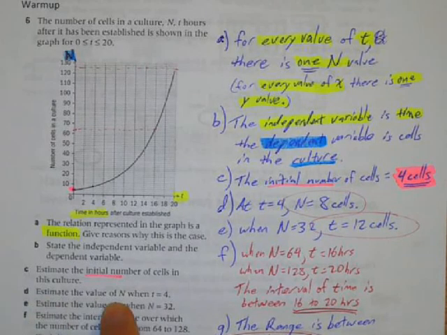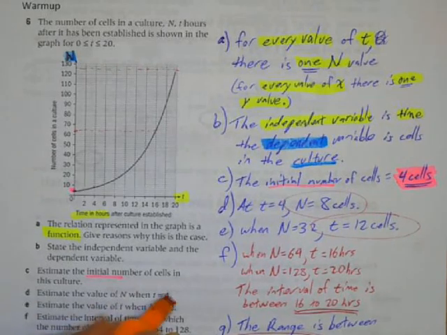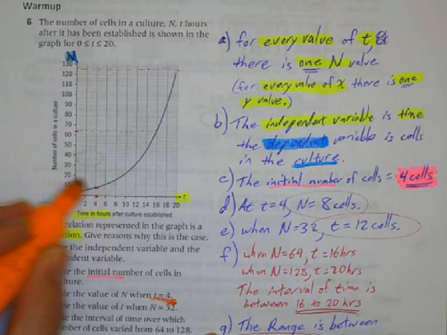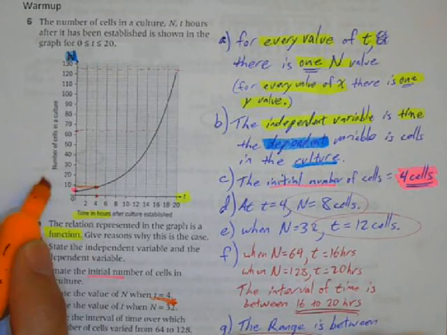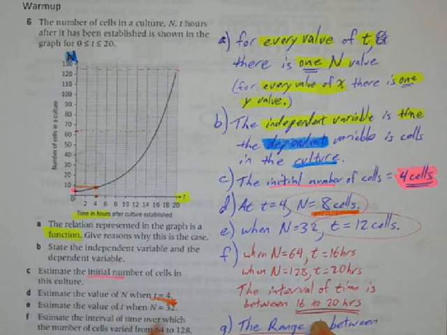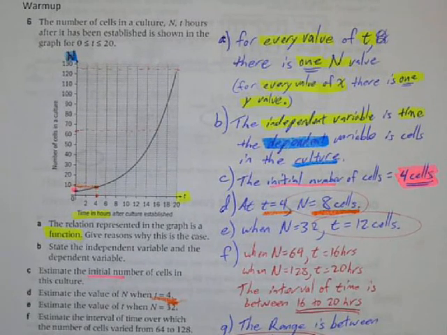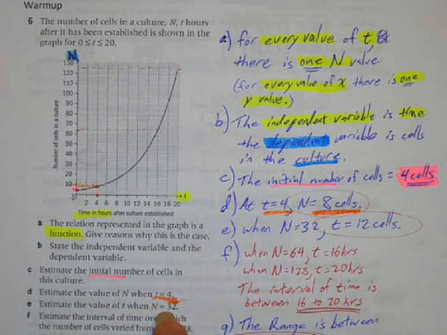Estimate the value of n when t equals 4. Okay, so when t equals 4, I'm going to go from here all the way up to there and then over. And it looks like it goes to an n value of 8. So when t equals 4, I go from 4 all the way up and over, and it looks like 8.